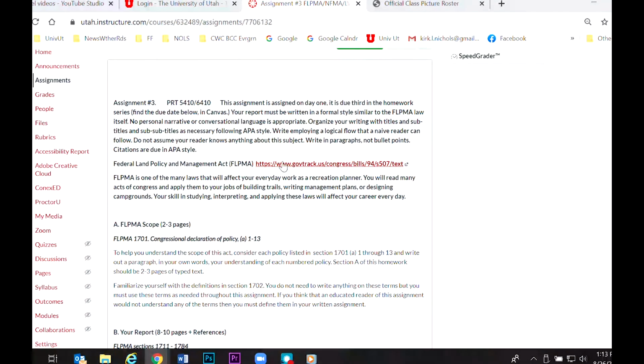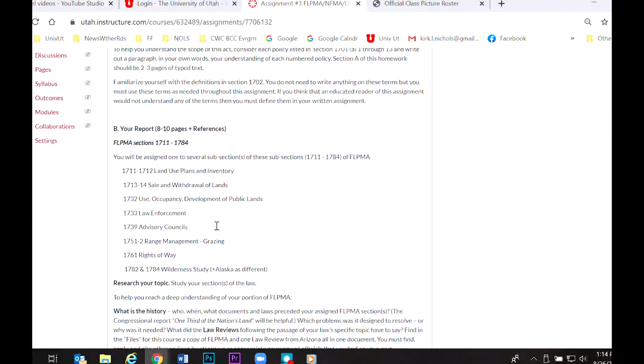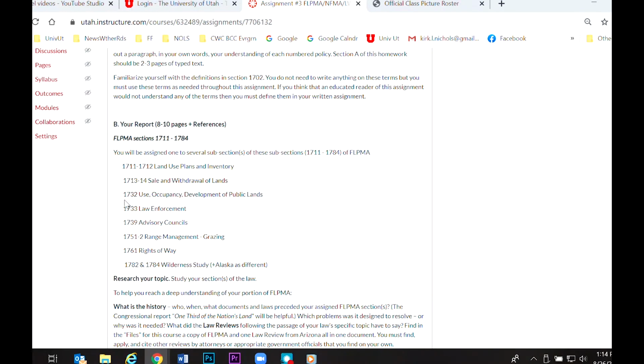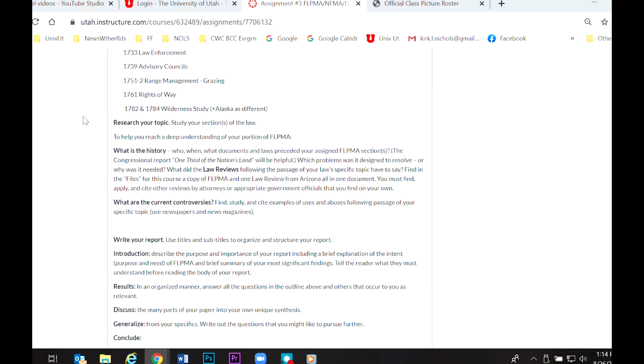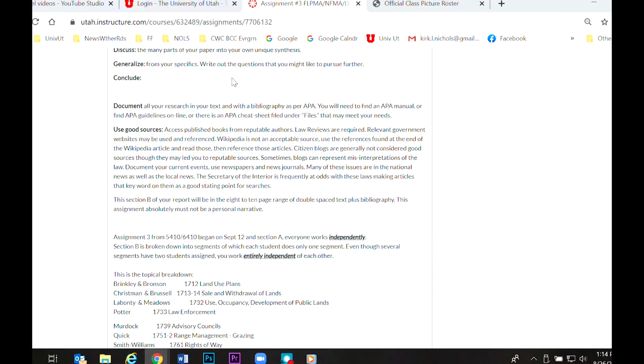But you're going to be going to and reading that act, and this is pretty well explained. Once again, though, it is split up. Everybody reads certain parts of it and writes about that, and then I split you out again with the different subsections of the act. There are more subsections than this. These are the ones that apply to us in recreation a lot more. So here are researching your topics, writing your reports, documentation, all of that. And then this is the breakdown.